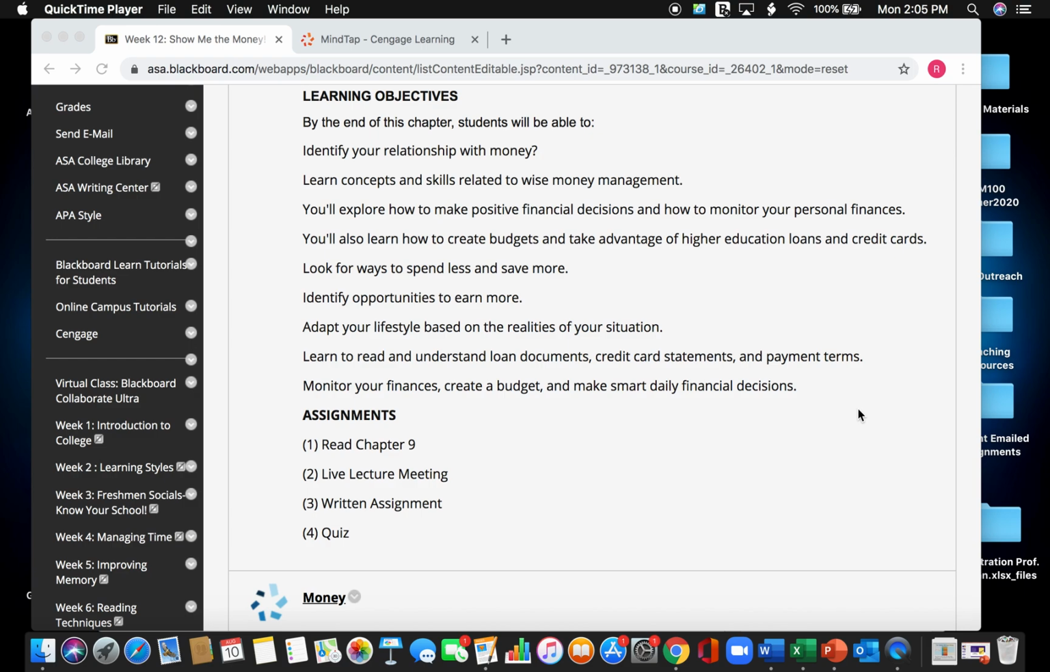You're going to learn to read and understand loan documents, credit card statements, and payment terms. And finally, monitor your finances, create a budget, and make smart daily financial decisions.